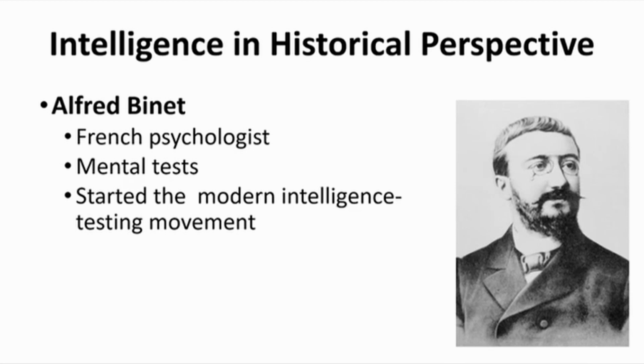And this test was going to be used to try and identify children who weren't benefiting from normal public schooling. He wanted to identify children who were struggling in the public school system so that he could arrange specialized learning that would help cater to their needs. And this idea of mental testing is what led into our modern intelligence testing movement. This was the beginning of it, where you could test large numbers of people and sort of get an idea of where they stood in terms of mental intelligence.